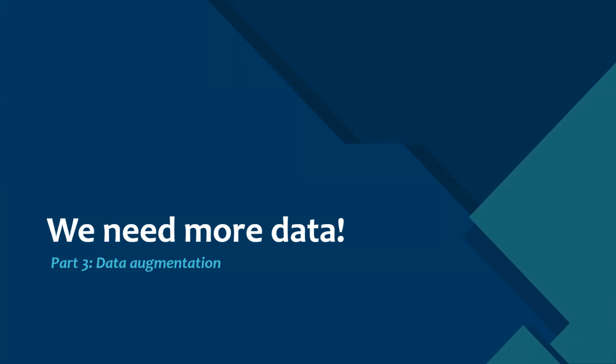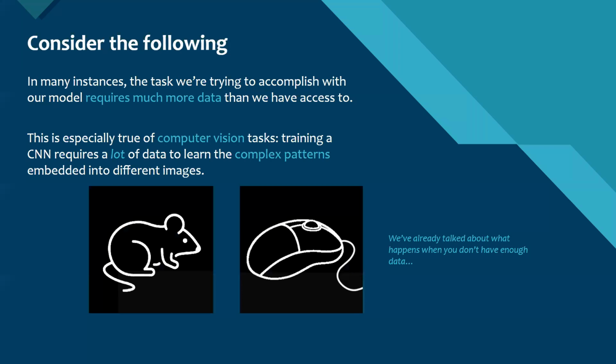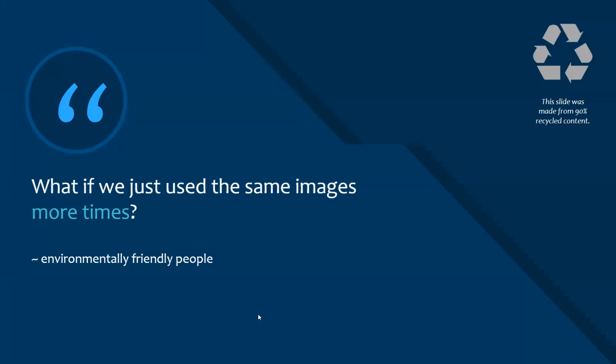Okay, so one way we can get more data is data augmentation. Let's say we were training on these mice here. If we only have these two images of mice, and we were asked to classify the difference between this mouse and this mouse, our neural network probably wouldn't train very well, because a mouse can look totally different, and so can a computer mouse. So we might want to consider generating more training data. What if we were to use the same images more times, but not fundamentally change them? This is the process of data augmentation.